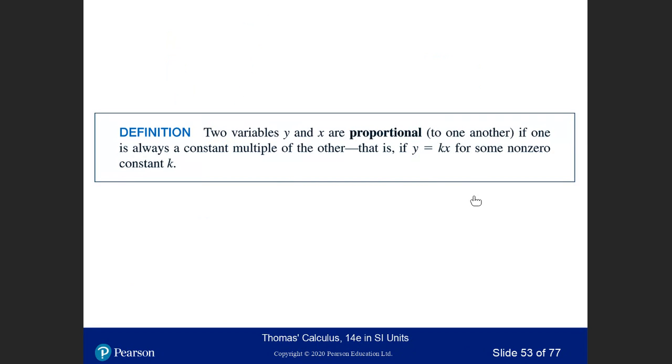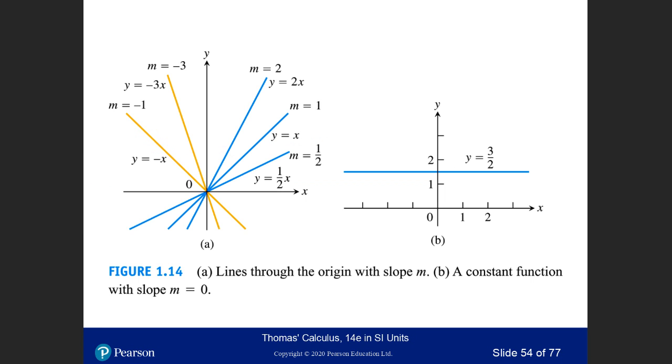Two variables y and x are proportional if one is always a constant multiple of the other. So y is equal to k times x shows you the proportionality. K is a real number. Now, this is the equation of a line which passes through the origin, because when x is 0, y is 0 also. So these lines pass through the origin, and as k changes, we have different lines.